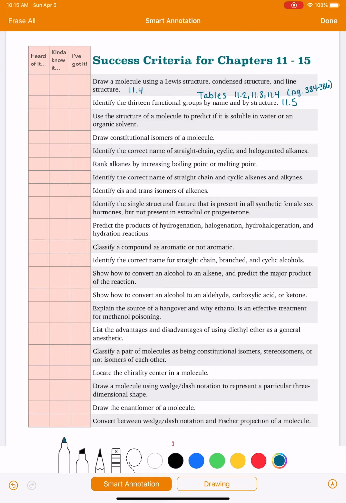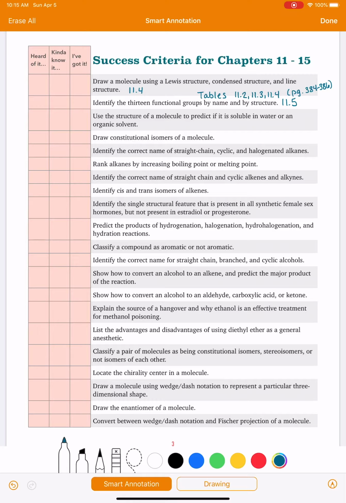Predicting the solubility of a molecule based on its structure. That's in section 11.6. You are given a list of guidelines for polar molecules versus non-polar molecules. Polar molecules are ones that are soluble in water. Non-polar molecules are ones that are soluble in organic solvent.